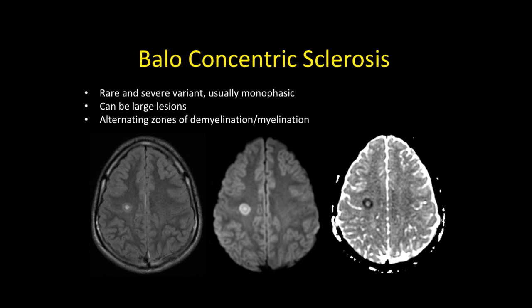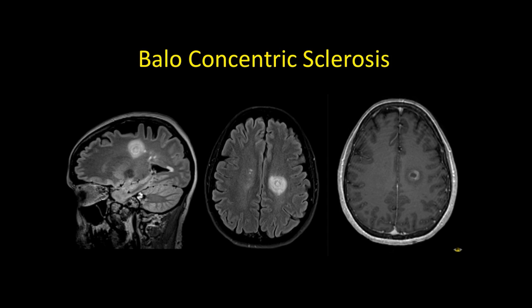Baló concentric sclerosis is another variant of demyelinating disease. It's a rare and severe variant, usually monophasic, and the lesions can be small like this one, or they can be quite large, and you have this classic alternating zone or bullseye appearance of demyelination and myelination of the lesion. Here's another case of concentric sclerosis with the same classic bullseye or target appearance of different zones of myelination and demyelination.